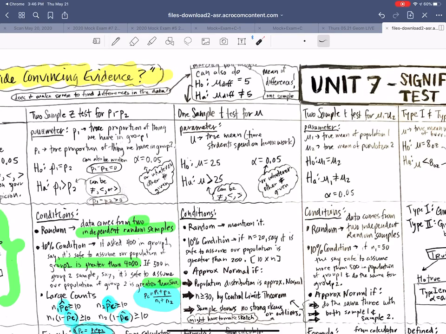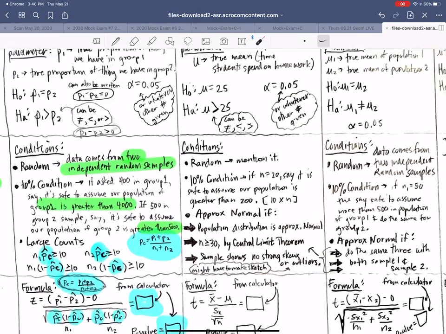So if I just had said the true mean time students spend on their homework is 25 minutes a day. Now maybe you have a sneaky suspicion it's greater than 25 minutes, so that is your alternate hypothesis. Okay, now keep in mind they could change this whenever they want, but normally they keep it at 0.05. Okay, so what are my conditions?